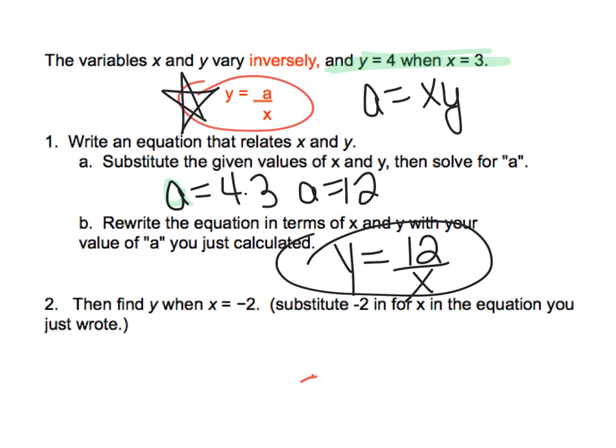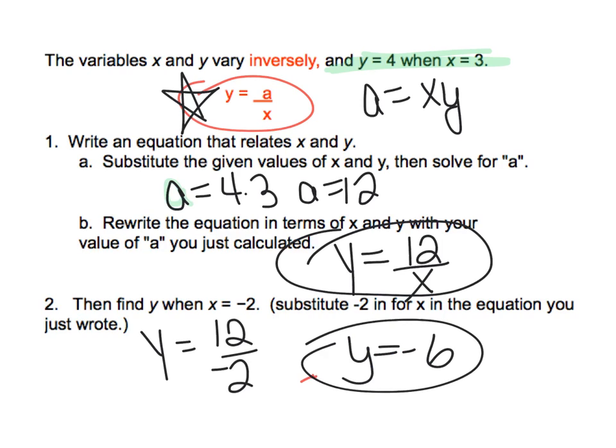When we write the equation, we always have it in the form of y equals a over x. We just substitute our value for a. And then finally thing that we do, find y when x equals -2. Well, if we use the equation we just wrote, 12 divided by -2, we get y equals -6.